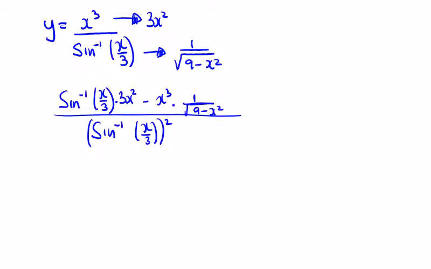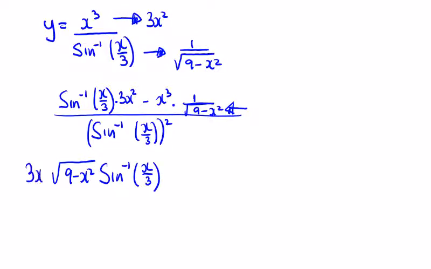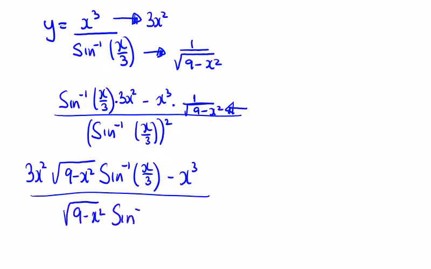And tidying this up, we're going to multiply everything by the square root of 9 minus x squared. So we're going to get the square root of 9 minus x squared by the inverse sine of x over 3 times 3x squared. So I'm going to put this 3x squared in front here. Now we're going to have minus x cubed all over the square root of 9 minus x squared by the inverse sine of x over 3, all to be squared. And Ed, your confusion might have come from the answer in the book or the solutions being incorrect. This is the correct solution to this question.